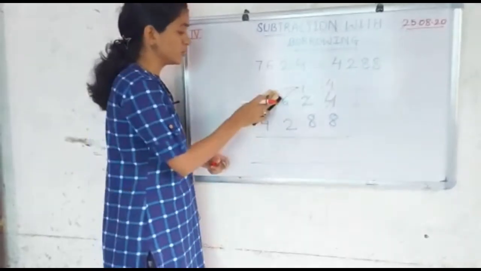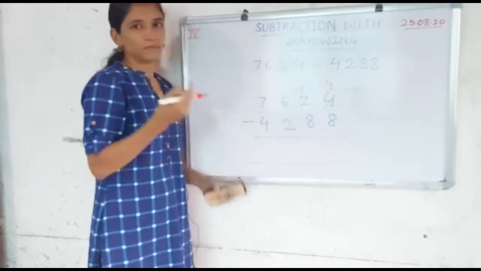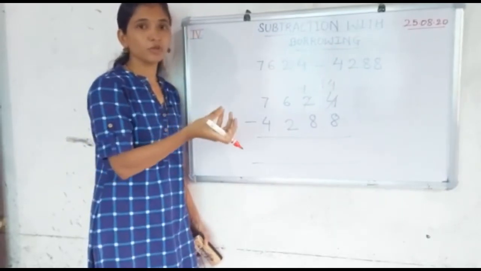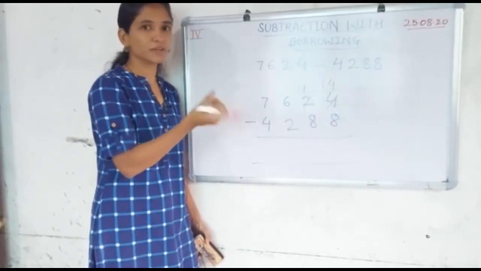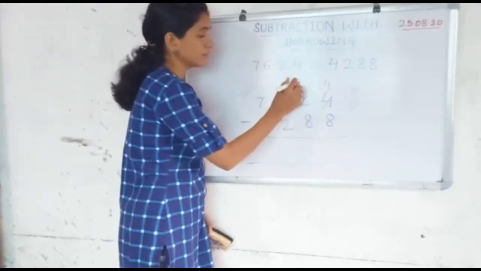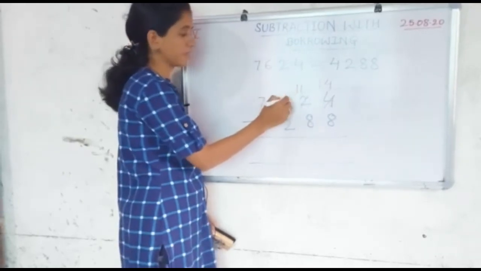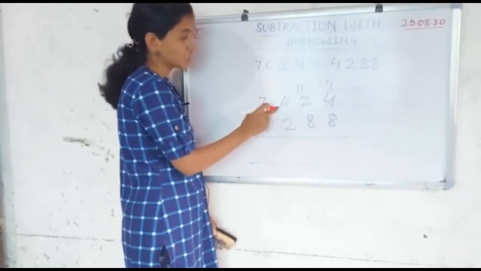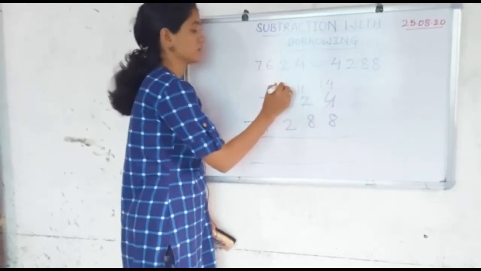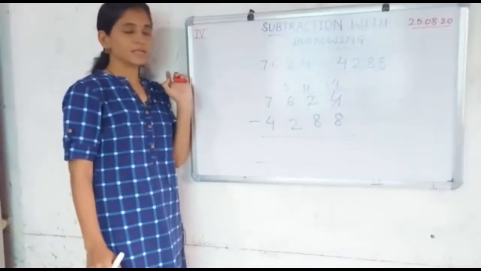So what will 1 do? He will go to 6 and he will say, will you please give me one number? So 6 will give one number to 1 and 1 will become 11. And now because 6 has given one number to 1, 6 will become 5. Now you can subtract easily.